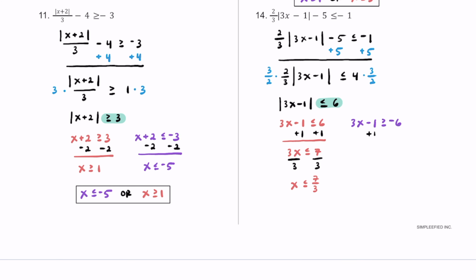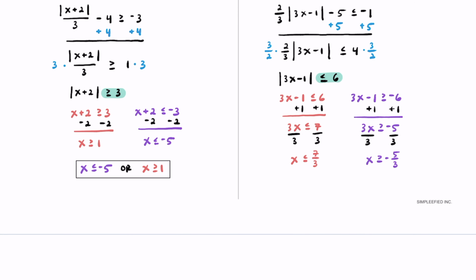On the right here, let's also add 1 to both sides. If we do so, then we're going to be left with 3x is greater than or equal to negative 5. Then we can go ahead and divide by 3 and divide by 3 and find out that x is going to be greater than or equal to negative 5/3. All right, so putting these together, we can either say x is going to be greater than or equal to negative 5/3 and put the word and here, and write x would be less than or equal to 7/3.